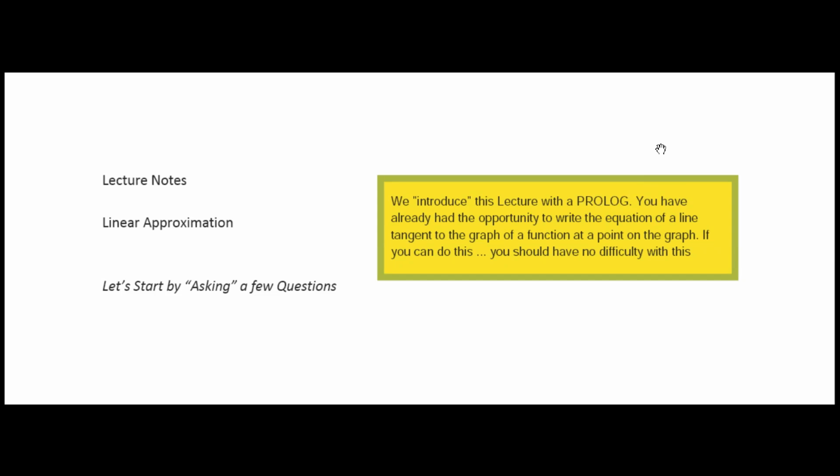Of course, this lesson is based on, or predicated on, the fact that you know how to find simple derivatives, and that you know how to write the equation of a straight line given the slope and a point, which is pretty much introduction to Algebra 1. So let's begin. Let's start by asking a few questions.